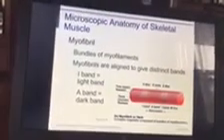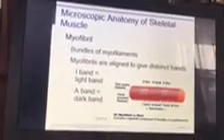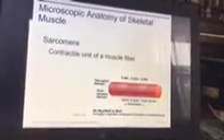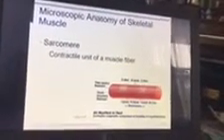Myofibrils are bundles of myofilaments. Myofibrils are aligned to give distinct bands. For example, the I band is the light band and the A band is the dark band. The sarcomere is the contractile unit of a muscle fiber.